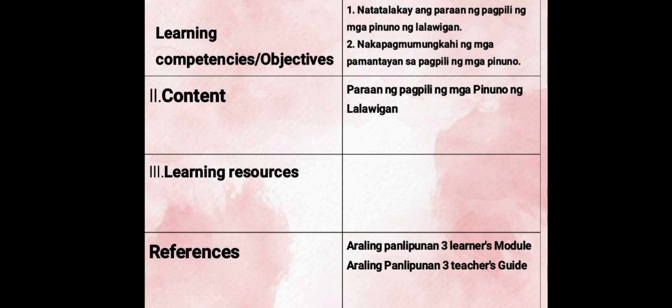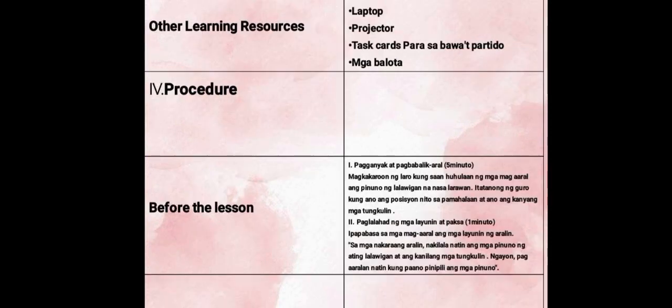Content: Paraan ng pagpili ng mga pinuno ng lalawigan. Learning resources, reference: Araling Panlipunan 3 Learner's Module, Araling Panlipunan 3 Teacher's Guide. Other learning resources: laptop, projector, flashcard para sa bawat partido, mga balota. Procedure, before the lesson. First, paganyak at pagbalik-aral sa loob ng 5 minuto.